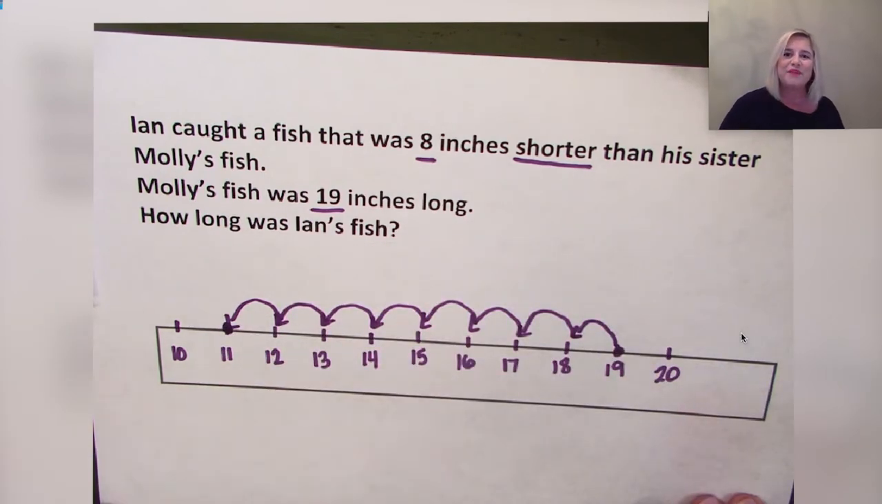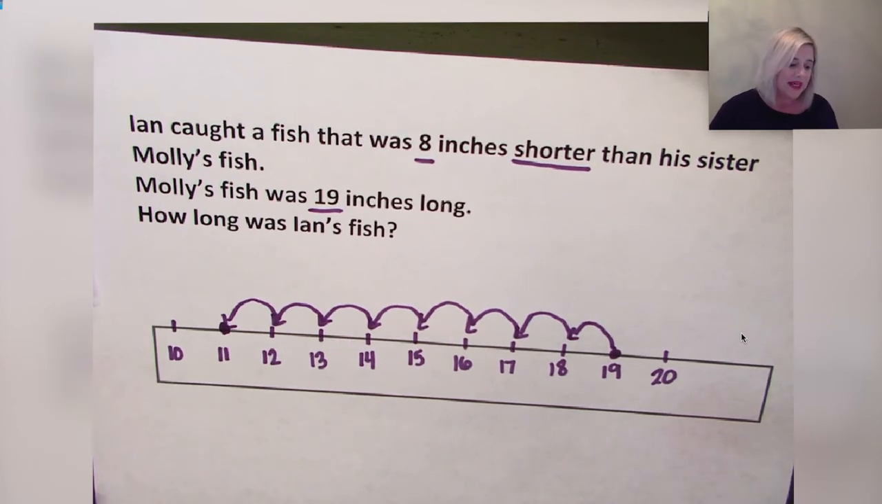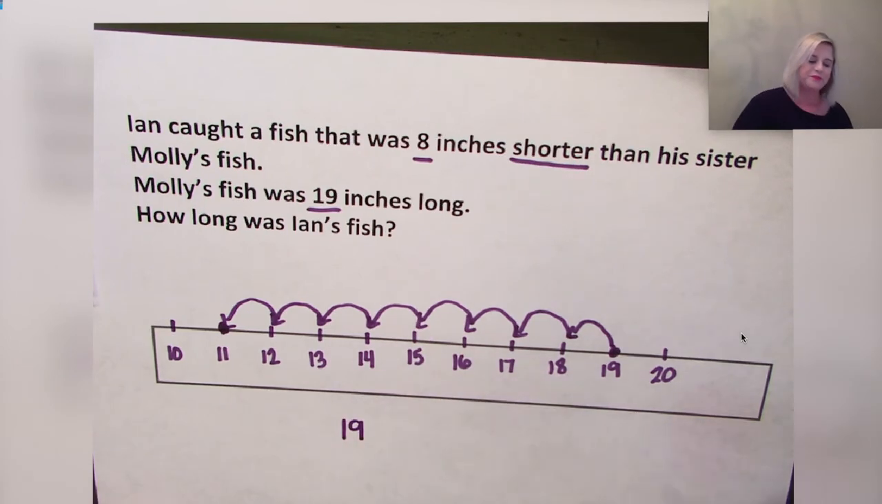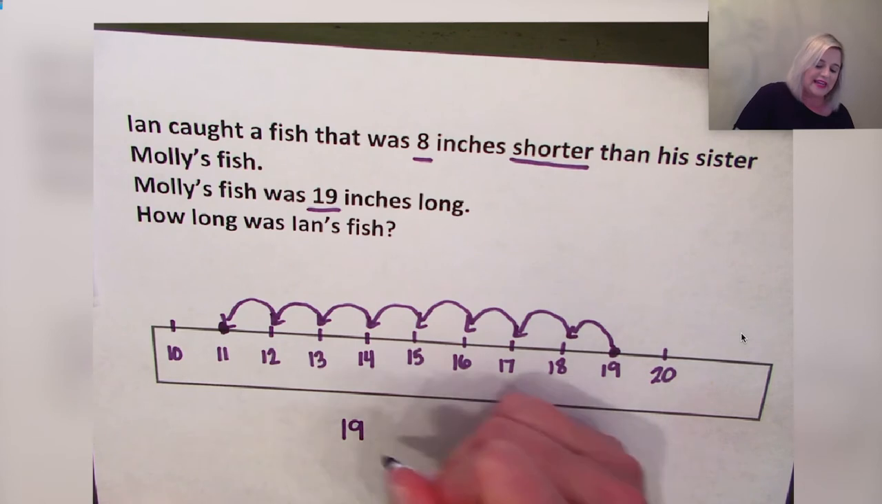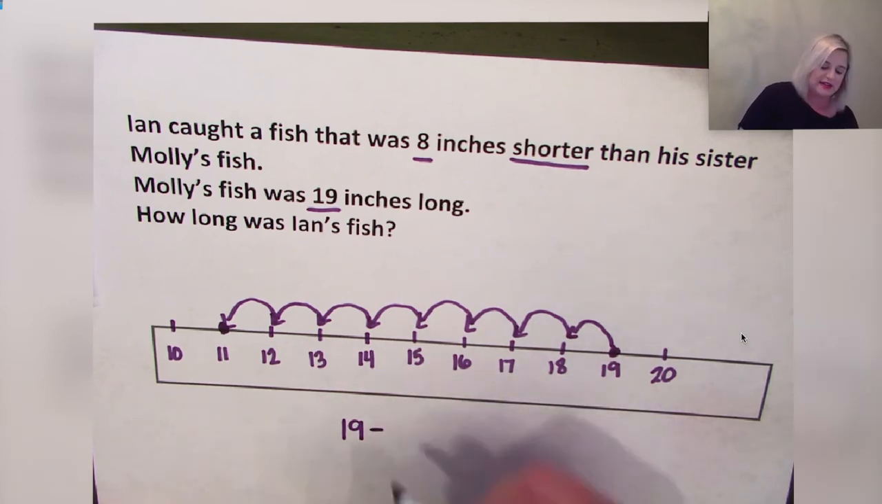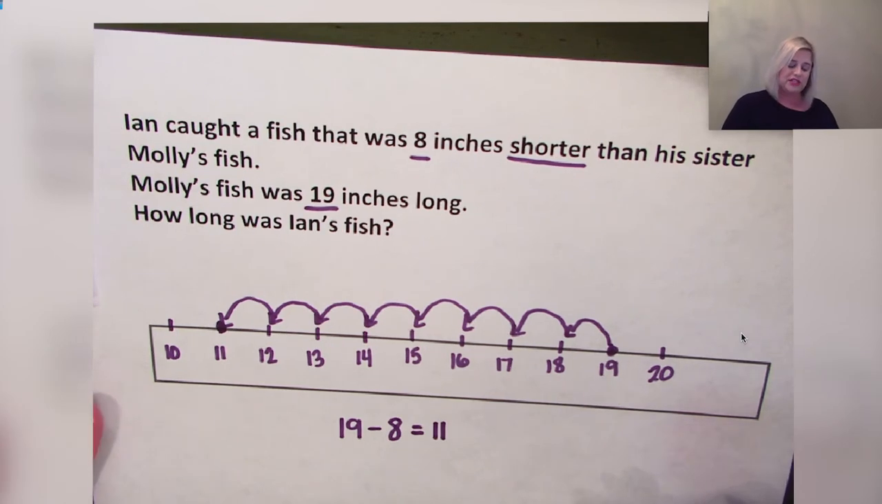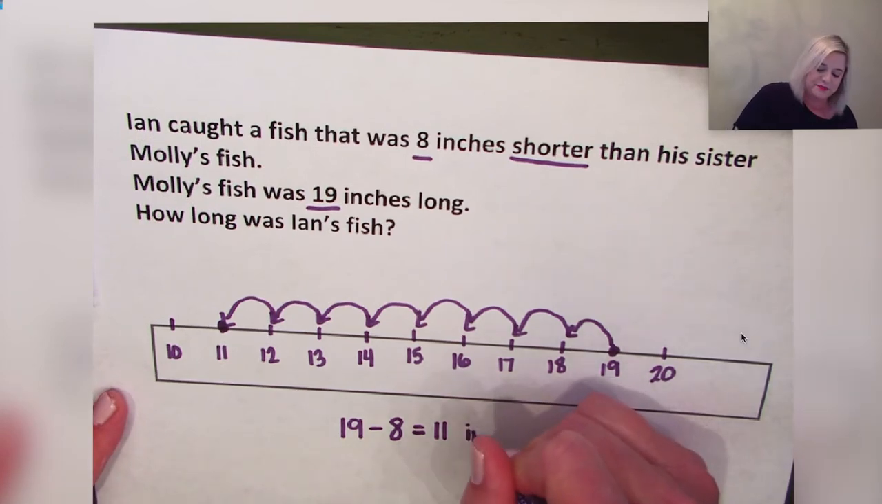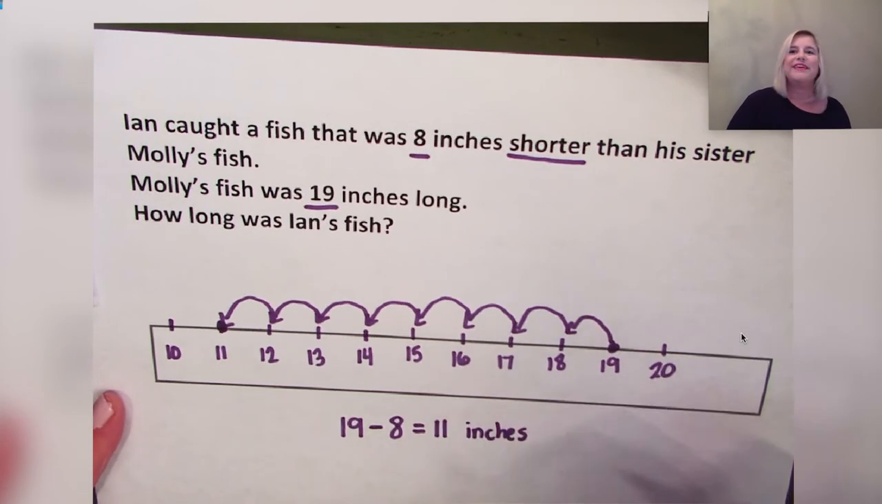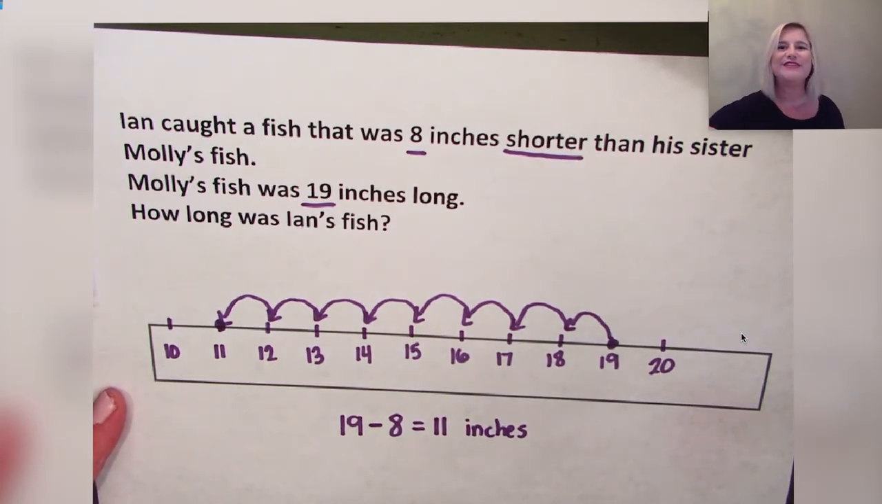Good job. So we know that Molly's fish was 19 inches long, and that was our starting point. And Ian caught a fish that was 8 inches shorter, so that tells us that we're subtracting. So 19 minus 8, and we used our model, and it equals 11. Does your equation match your model? Very good. Ian's fish ended up being 11 inches. Excellent job, boys and girls. Give yourself a round of applause.